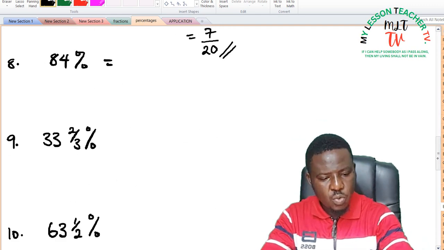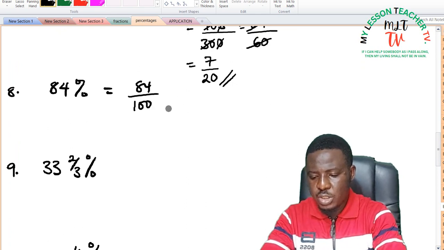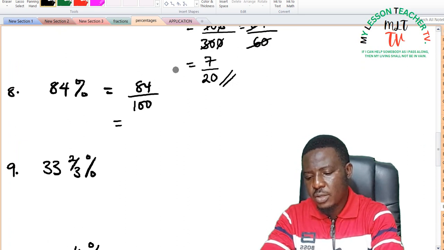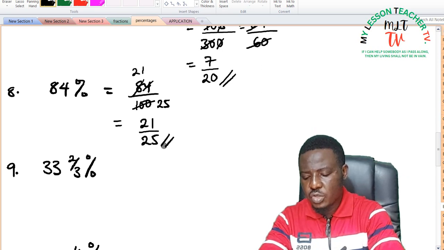84%, this is equal to 84 divided by 100. And when you reduce it to its lowest term, this is equal to, what can go? 4 can divide. 4 into 8 is 2. 4 into 4 is 1. 4 into 100 is said to be 25. So our answer is said to be equal to 21/25 as a fraction.